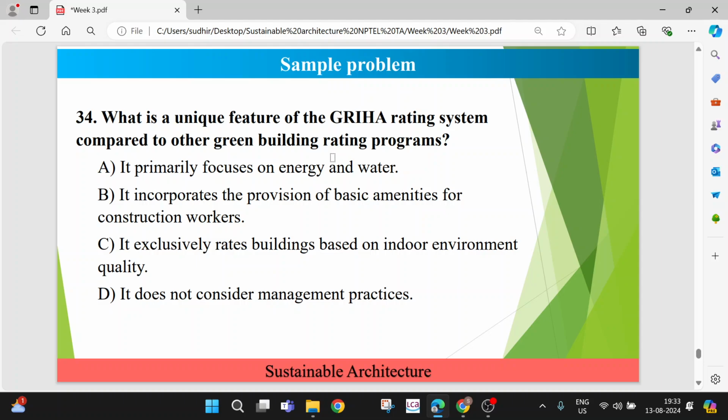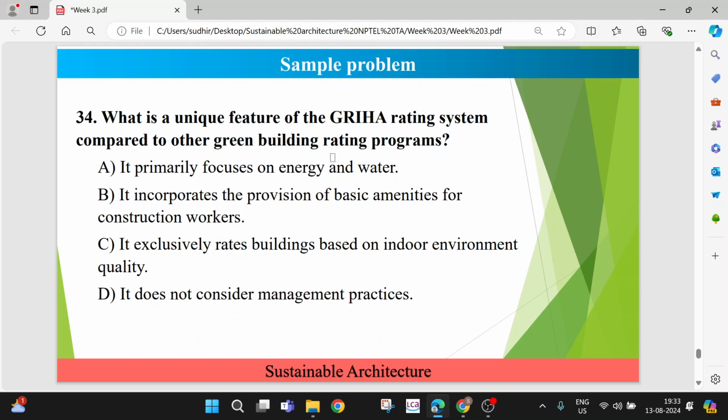This rating system is tailored to the Indian context, as all of you know, and it was well discussed in the last lecture of week 3. It includes criteria that address social sustainability aspects not commonly found in other rating systems, which is well explained in option B.